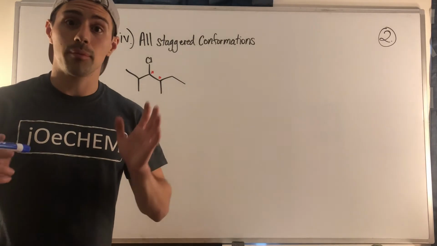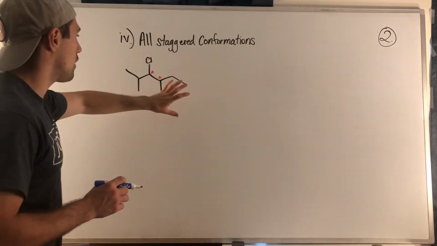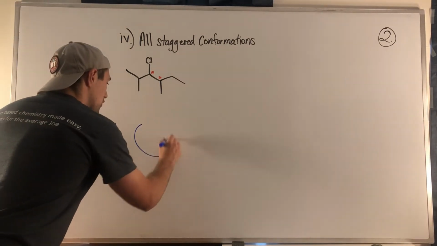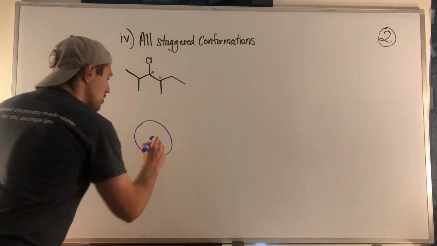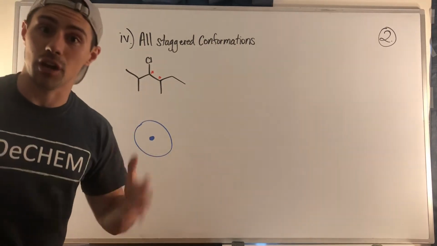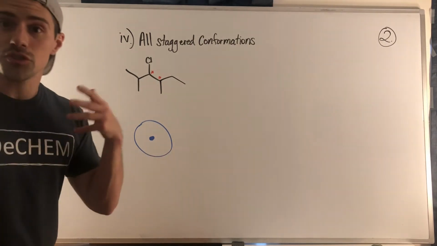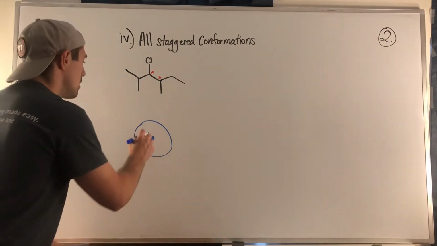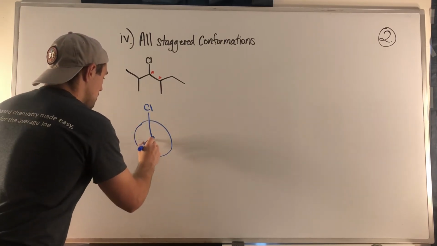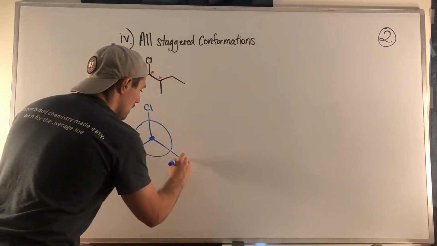So to round out problem 2, we are tasked with drawing all of the staggered conformations of this structure that's given. So what we will do is just get your first structure, and then we can just fix either the front or the back, and then we just rotate and get all of our staggered conformations. So in the front, it doesn't matter how you start, but let's start with the staggered conformation. So in the front, I have a chlorine, I have an isopropyl, and a hydrogen that is implied.